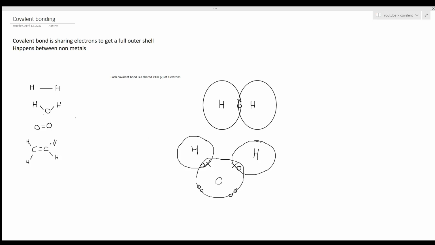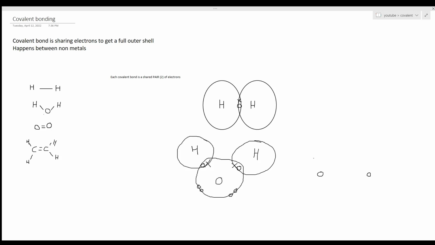That's got 2. So we've already established oxygen has 6 electrons in its outer shell. So it wants an extra 2 to get to 8. Notice I'm only drawing the outer shells here. That's all you need to draw. It needs 2. The other oxygen also needs 2. So they're going to share 2.